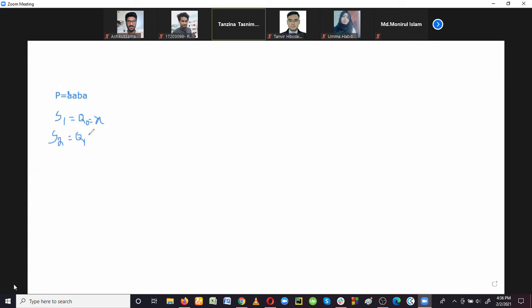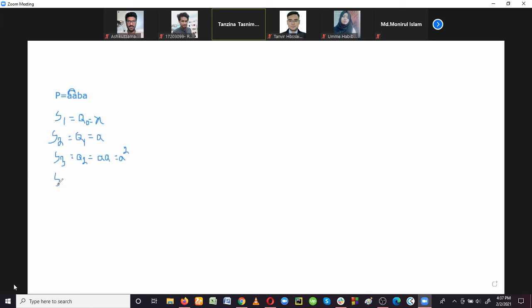Okay, so what will be the value of Q1? A. Very good, Q1 equals A. In that way we can create some states. Our next state is S3, which will be denoted as Q2. When the pattern received another character, that is A, now this is AA. So Q2 equals AA, or we can write A square.